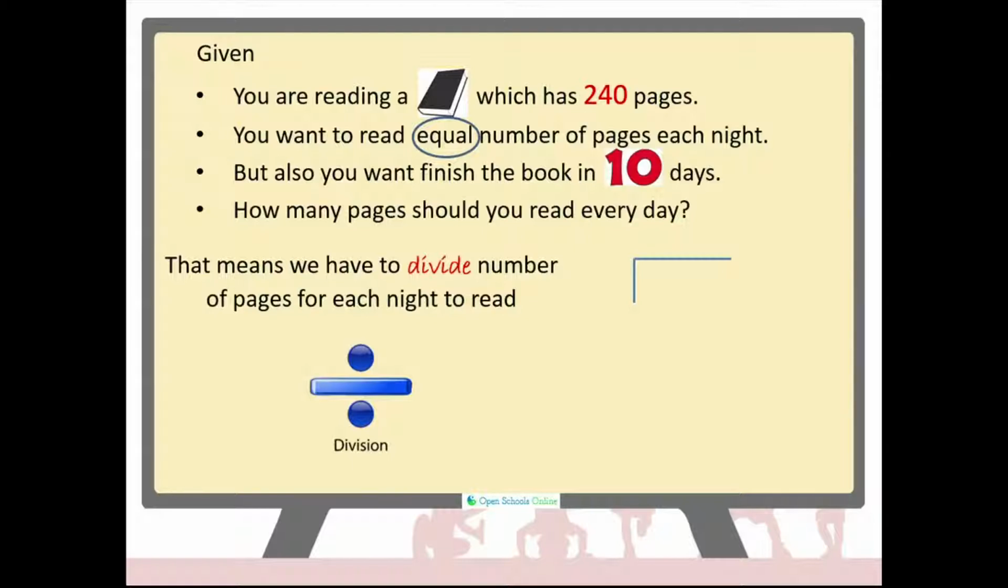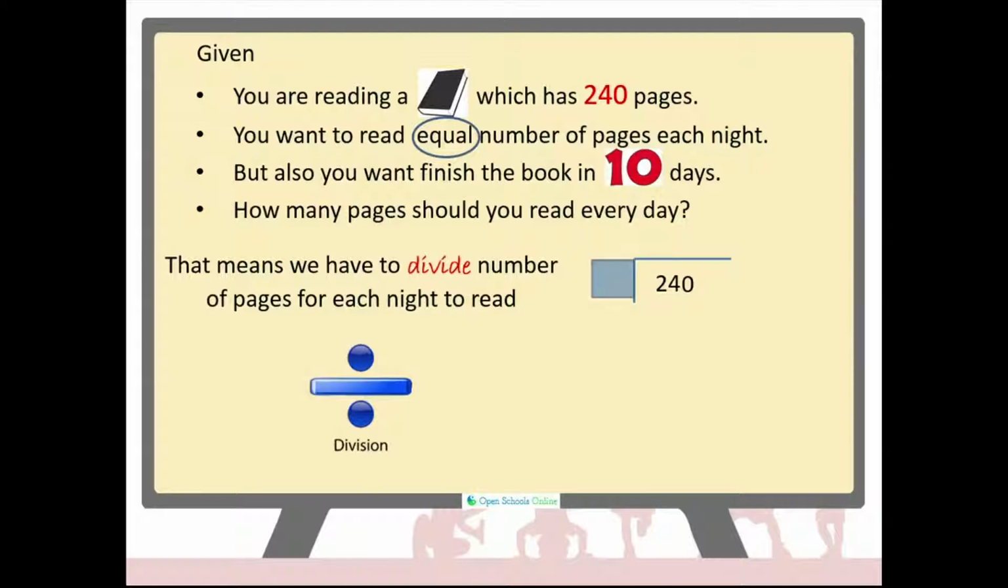So to start, we will first have to make a symbol like this, and under this symbol write the number to be divided here in this blue spot. The number which is to be divided is also called the dividend. In this case, it will be 240 because we have to divide 240 pages equally.